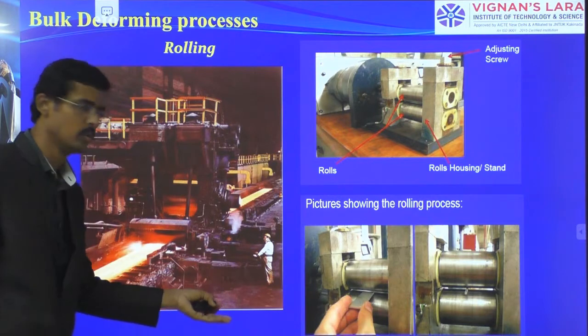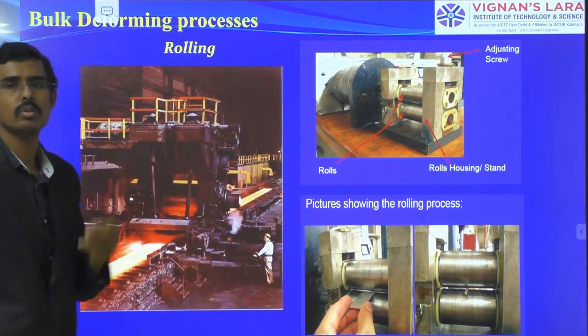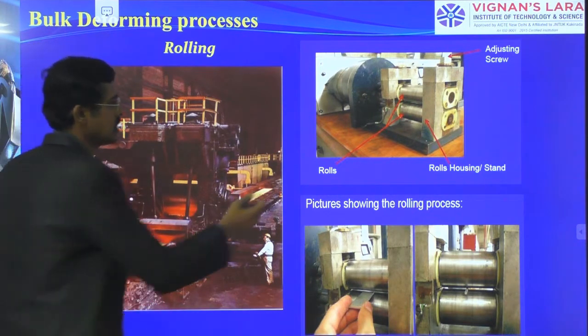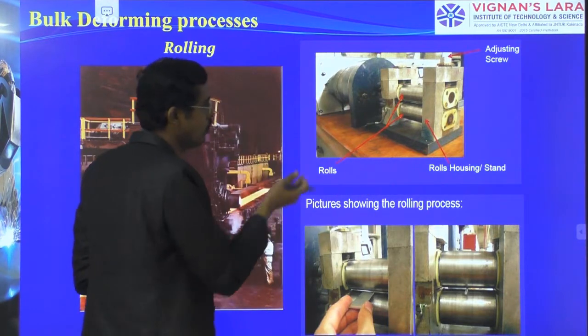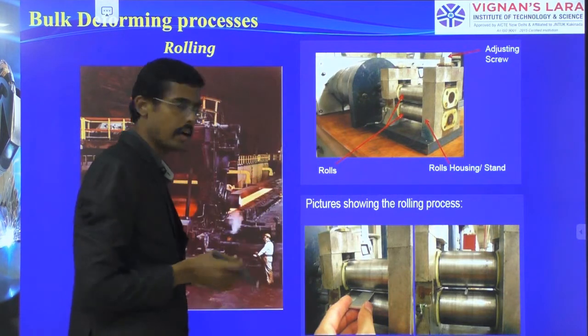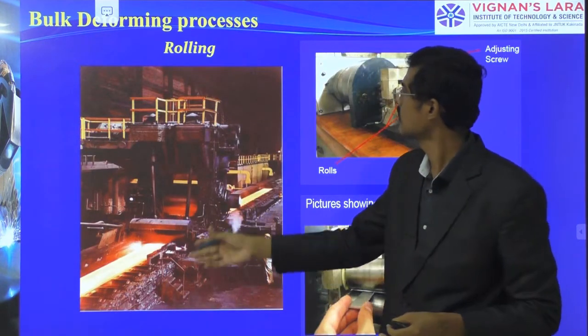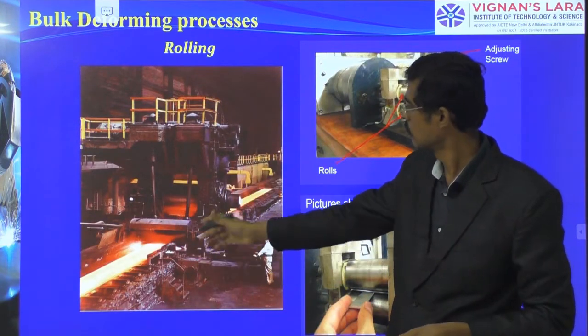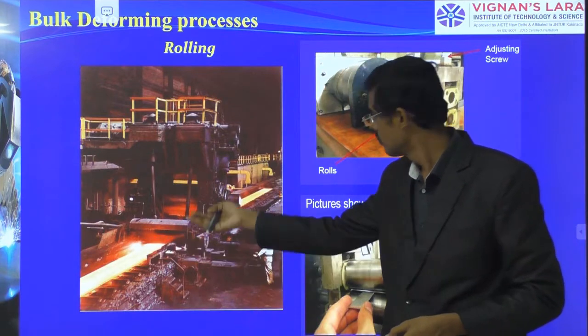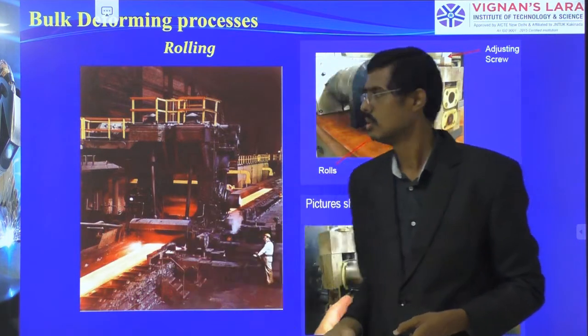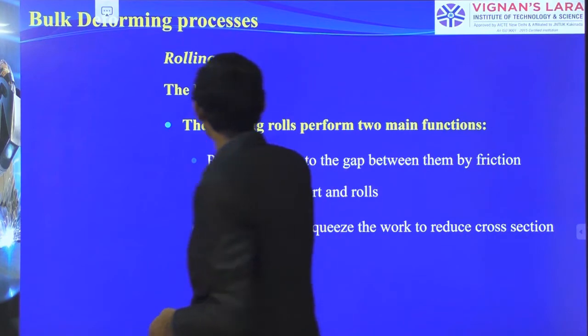Now I want to show you some images. See the roller, how the roller setup is there. You see how they are performing the rolling operation, the plate coming inside and going out, and the plate thickness has been reduced. Such examples of rolls.